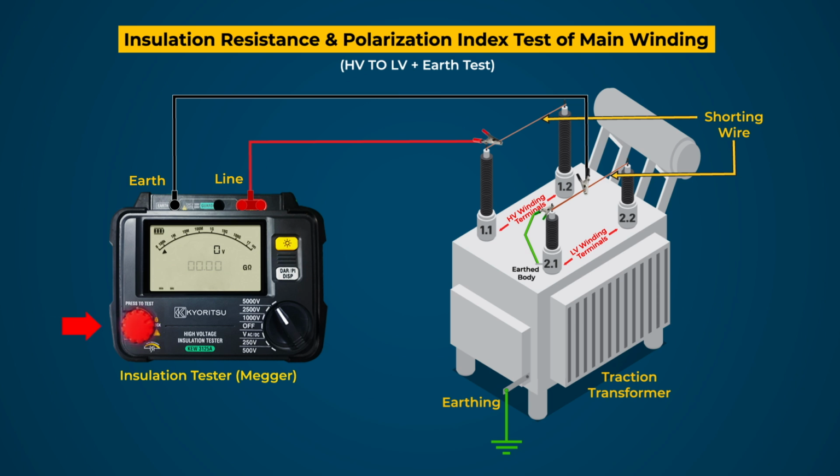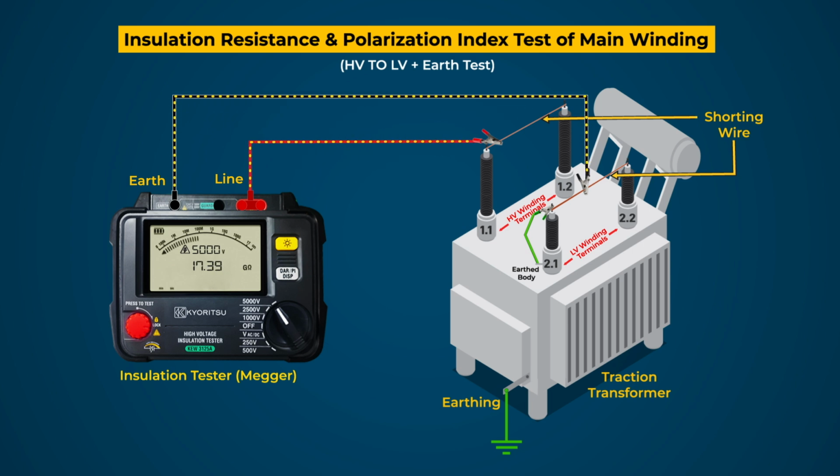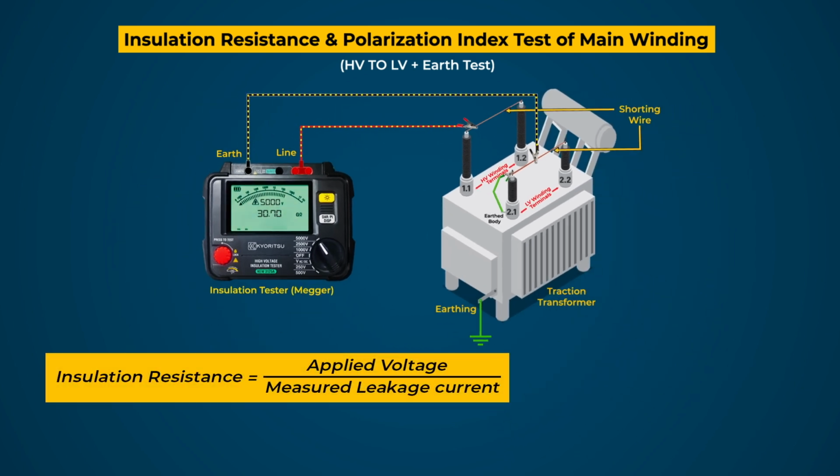Now, on pressing the test button of the tester, 5 kV DC voltage is applied across HV and LV terminals. As a result, leakage current will flow in the circuit, and the tester will measure this leakage current and calculate the insulation resistance by the ratio of the applied voltage and measured leakage current. Insulation resistance value may be noted from the display.